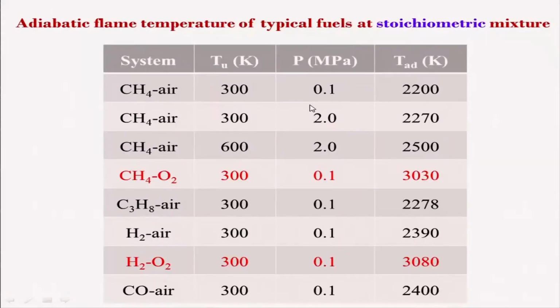If you look at the one where pressure is 0.1 megapascals, and when it increases for methane air to 2, then the temperature has increased from 2200 to 2270 for the same stoichiometric mixture. So, it is also dependent on the pressure, right.